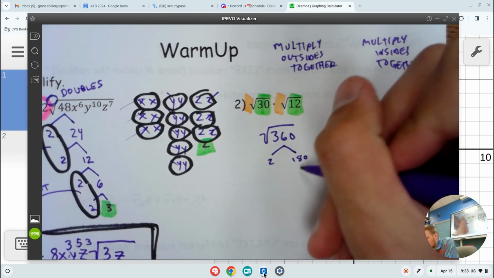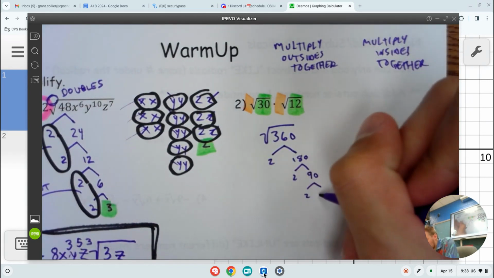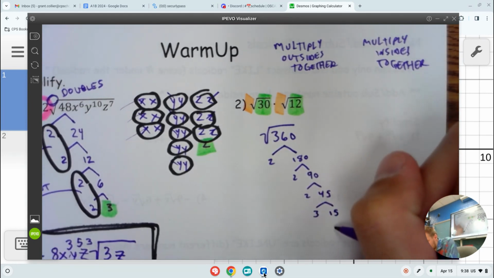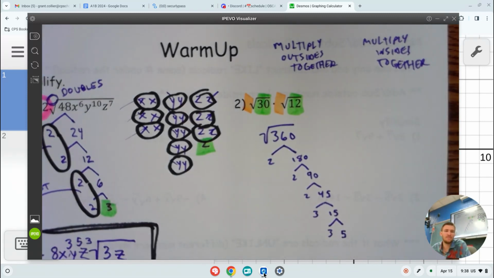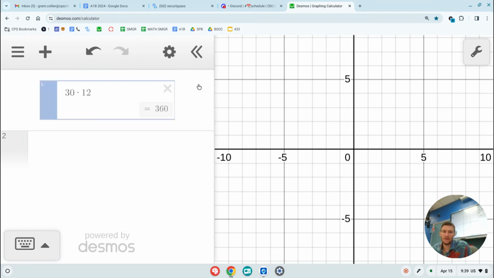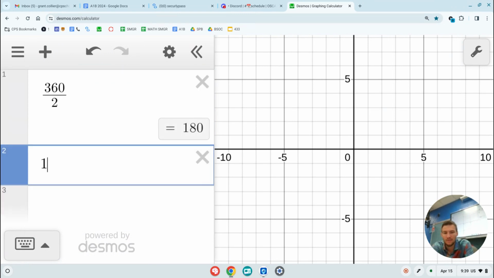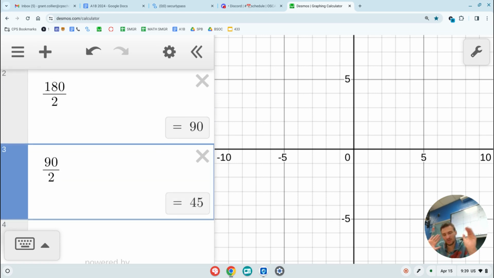2 times 180, 2 times 90, 2 times 45, 3 times 15, and 3 times 5. Sorry for maybe going a little bit quick, but we've gotten a lot of practice breaking these down. And that's not really the new stuff today. You know, you go on Desmos, take it one at a time, type 360 divided by 2, you get 180. 180 divided by 2, you get 90. 90 divided by 2, right? So just keep working like that.